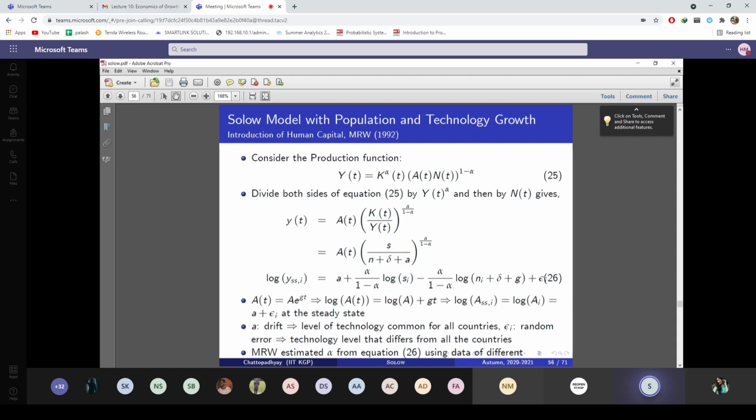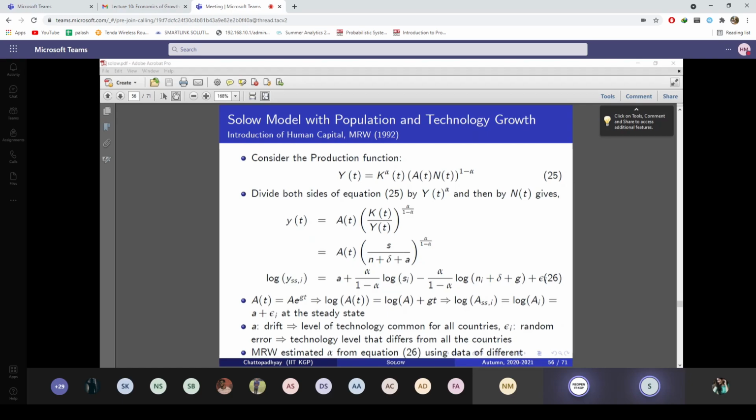Small y_t equals capital A_t multiplied by (s divided by n plus delta plus g) to the power alpha by 1 minus alpha. From this equation, can you tell me what is the rate of growth of per capita output along the balanced growth path, or at the steady state, or in the long run? How do you calculate that? Rate of growth, for any variable x_t, is basically x dot t divided by x_t. So we'll calculate y dot t by y_t.